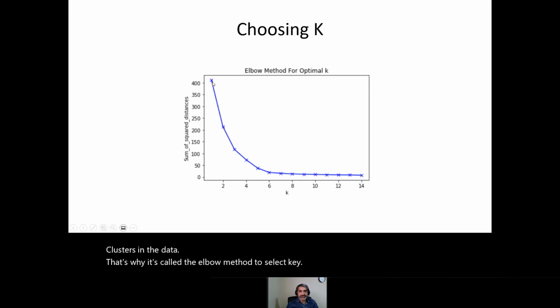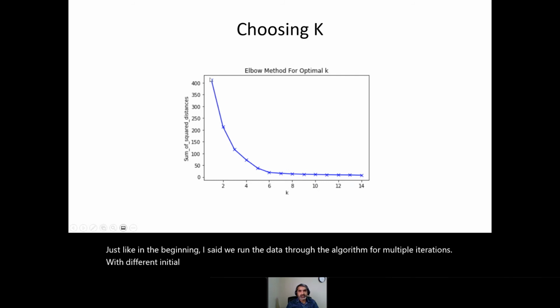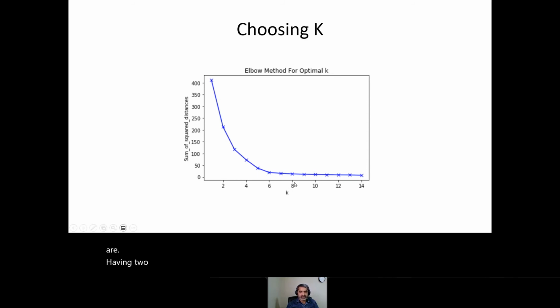So just like in the beginning, I said, we run the data through the algorithm for multiple iterations with different initial points. Here, we run it with the same initial point, but we change k. So we are having two now degrees of freedom, initial points and choice of k, which changes the ultimate result. But the elbow method will help us identify. So this K5 is going to be giving much better clustering than earlier or later Ks.